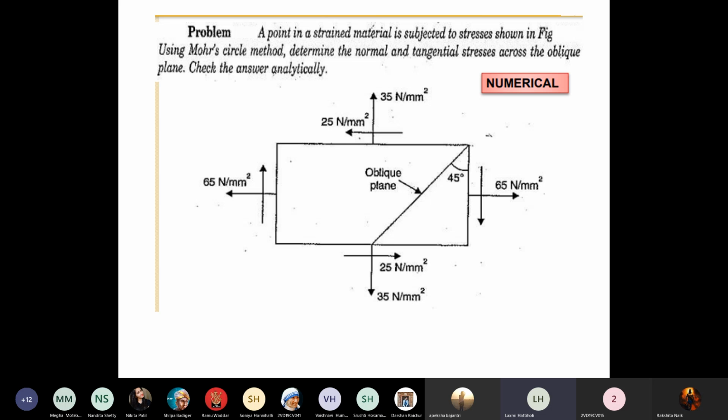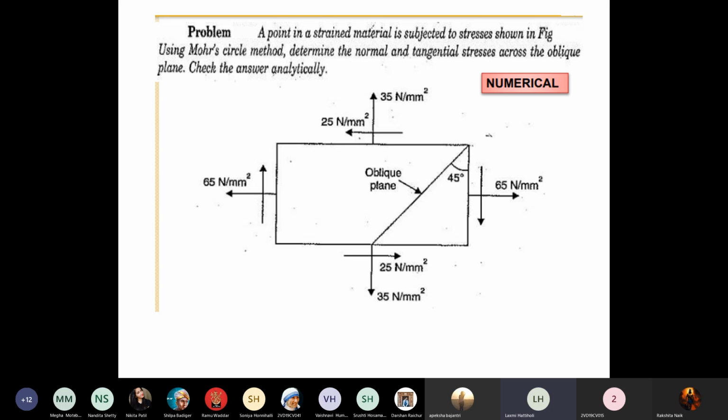Now your question is, using the Mohr circle method, determine the normal and tangential stresses across the oblique plane. You have an inclined plane, which is inclined at an angle of 45 degrees from the minor axis. The meaning of minor axis and major axis I have told you already, but let me say this once again.